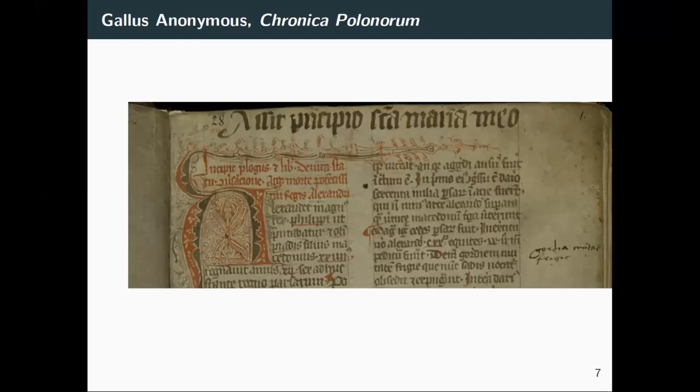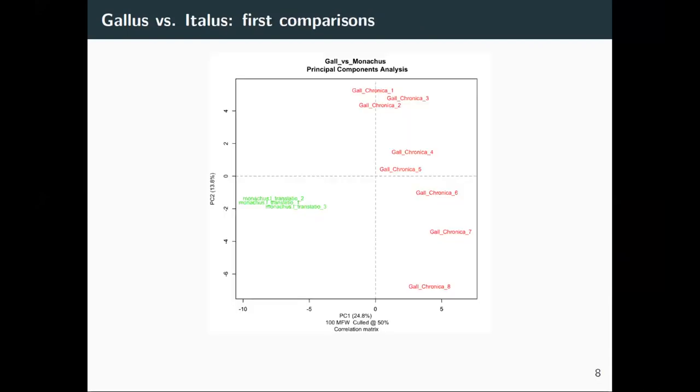Only recently, in the mid 20th century, a new discovery was made that there is a very strong textual similarity between this Chronica Polonorum and the Translatio Sancti Nicolai by the monk of Lido from Venice. Therefore, the Venetian hypothesis of the authorship was proposed. And I approached this problem with stylometric methodology.